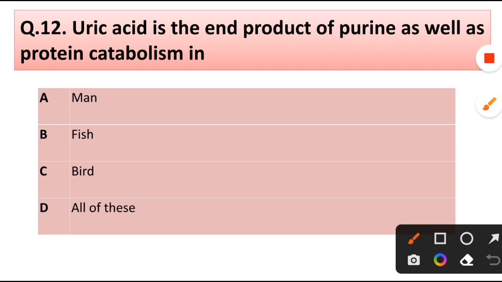Question number 12. Uric acid is the end product of purine as well as protein catabolism in man, fish, bird, or all of these. Correct answer is option C, bird.